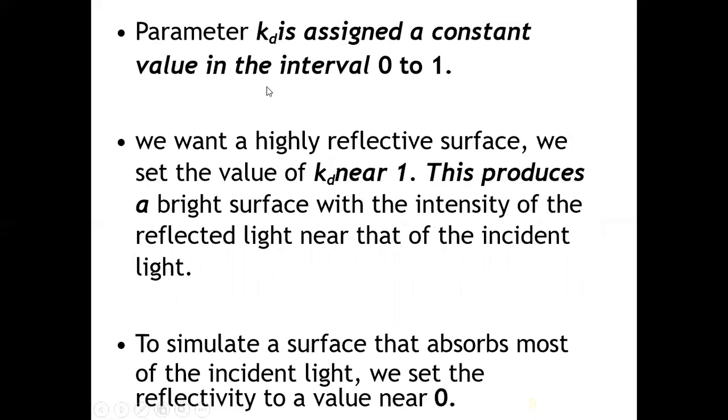This parameter, the diffuse reflection coefficient, can be assigned a constant value in the interval 0 to 1. If we want a highly reflective surface, we can set this KD value to 1. This produces a brighter surface, with the intensity of the reflected light nearly equal to that of the incident light. But if I want to simulate a surface that absorbs most of the incident light, then we can set the reflectivity value to 0. So whenever you want more reflection, go for a KD value of 1. When you want less reflection and more absorption of the incident light, set the KD value to 0.